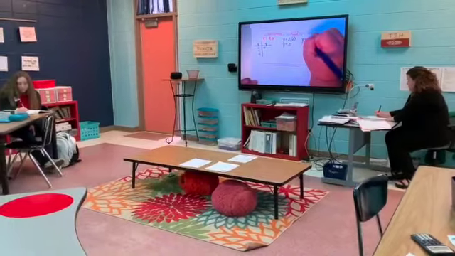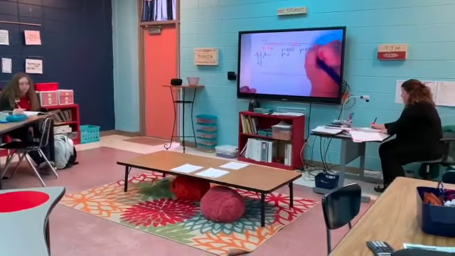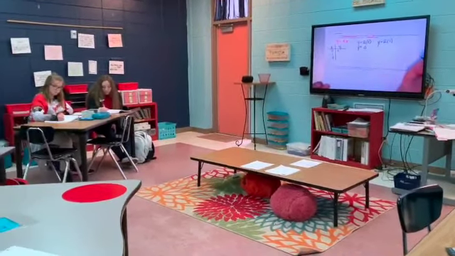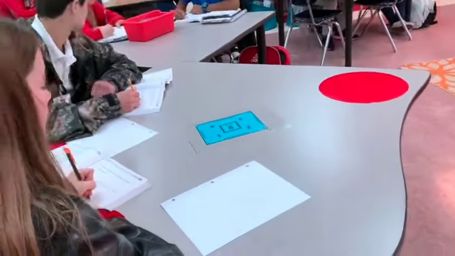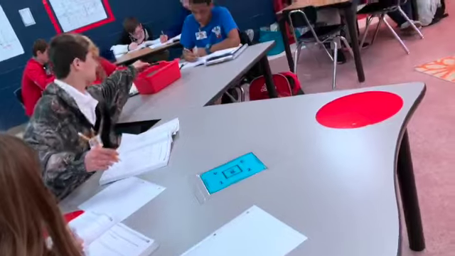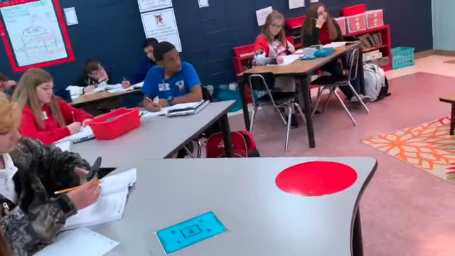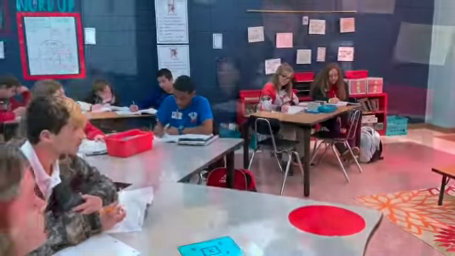Y equals 2 times, let's find out what y is whenever x is 1. So y is equal to 2 times 1, which is 2. So when x is 1, y is 2. And then y equals 2.